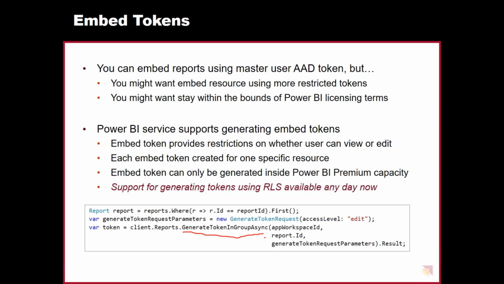So the idea in both the old API and what's coming for the new API is when you generate an embed token, you're going to be able to pass a string that matches one of the roles that you've defined in your PBIX file. Now, until that support is added and they allow us to pass a string, it's a little bit of a hacky workaround.